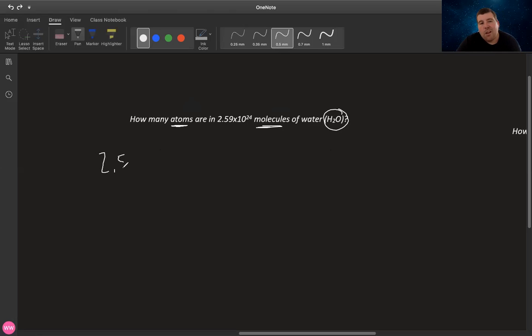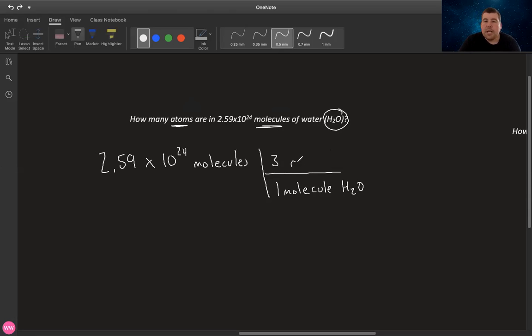H2O is composed of 3 atoms, 2 hydrogens and 1 oxygen. So if I'm really just paying attention to this, I know that I take my 2.59 times 10 to the 24th molecules and multiply this by 3. But I'm going to show you the dimensional analysis, because I know that for every 1 molecule of H2O, there are 3 atoms. And those 3 atoms, once again, are 2 hydrogen and 1 oxygen. So this gets us a fun number, 7.77 times 10 raised to the 24th atoms.